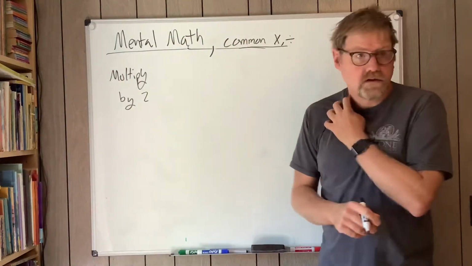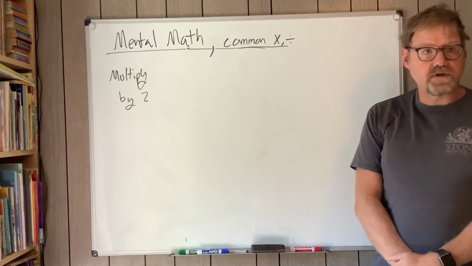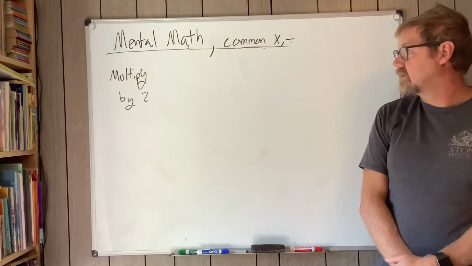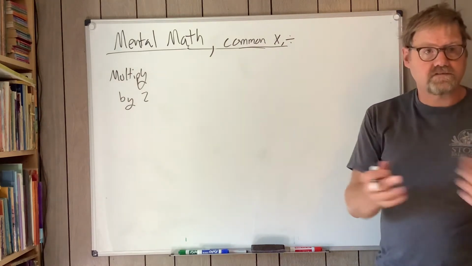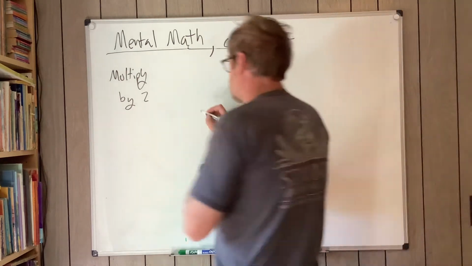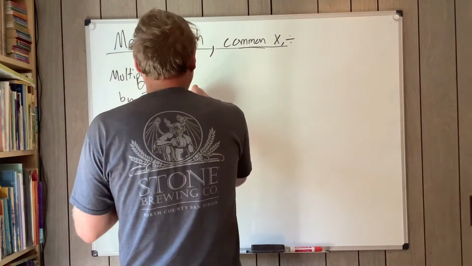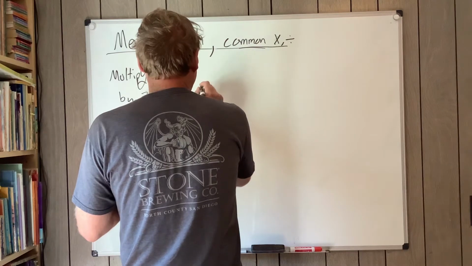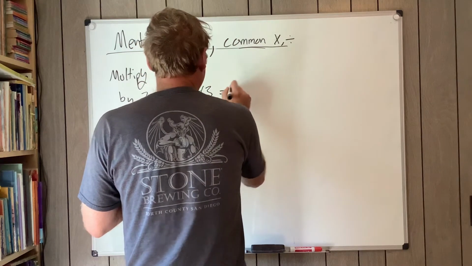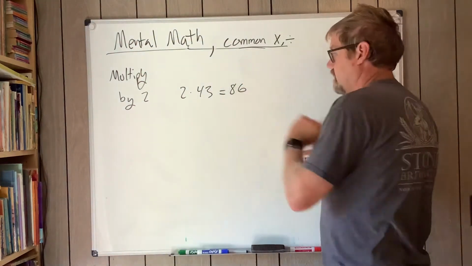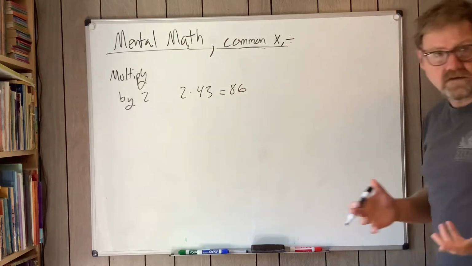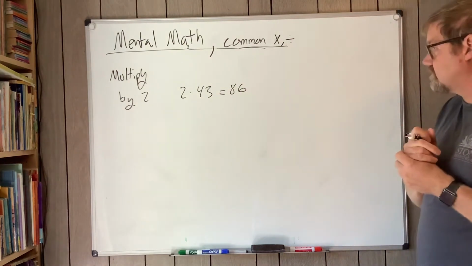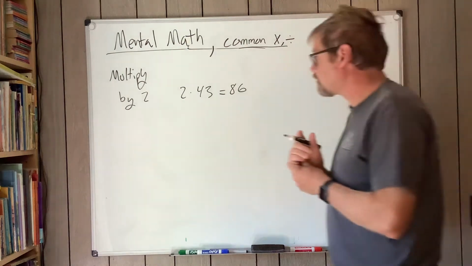So multiply by 2 should be pretty straightforward, right? Think of just doubling things. So, 2 times 43 is 86. This is a nice place value type of thing without any rebundling.